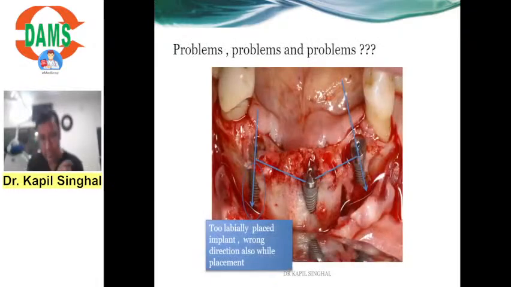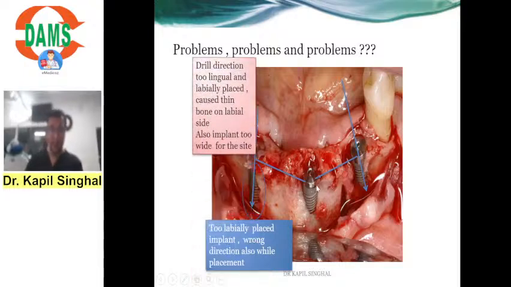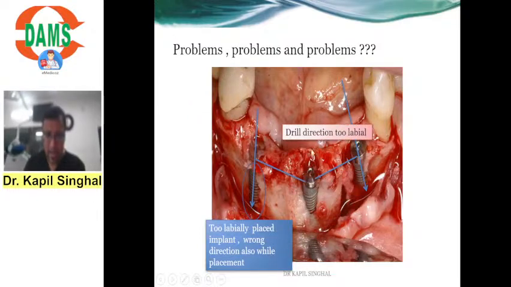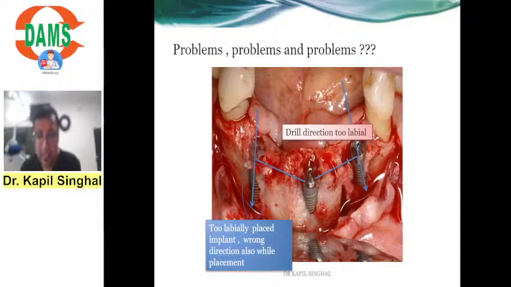Now, if you see this picture, what has happened to this implant? The angulation of drilling is wrong. The hand was too lingual from the top. So what happened? From the apex, the buccal bone was perforated. Similarly, in this second implant, the drill direction was too buccal, so the labial bone was weakened. So when the angulation of your drill is not correct, the cortical bone becomes weak, and it can lead to perforation of the cortical bone on one of the sides.